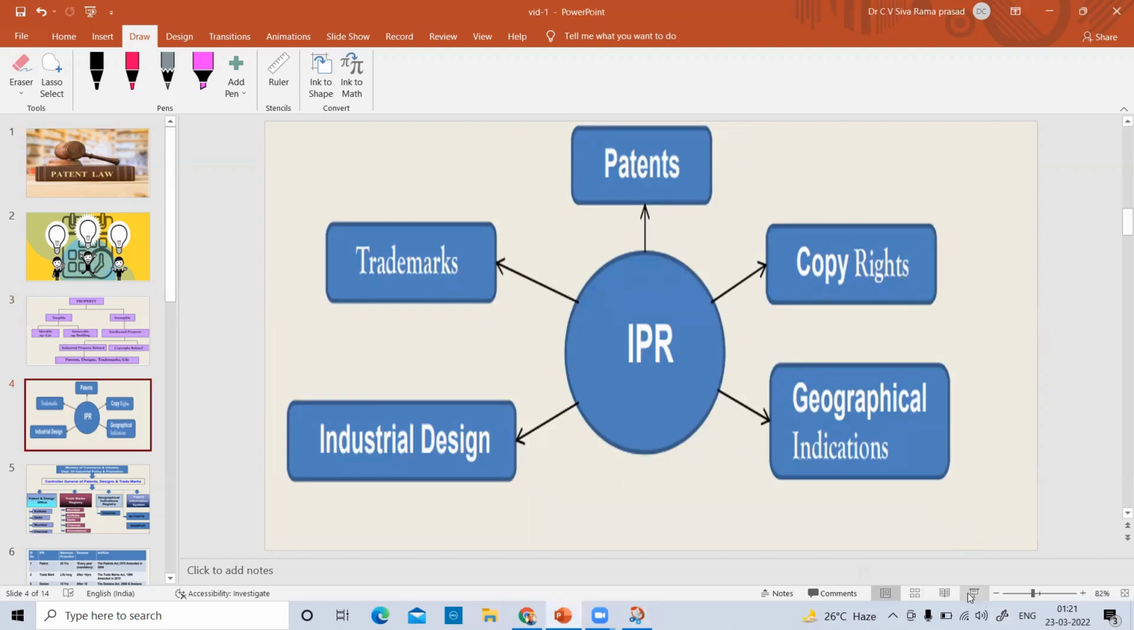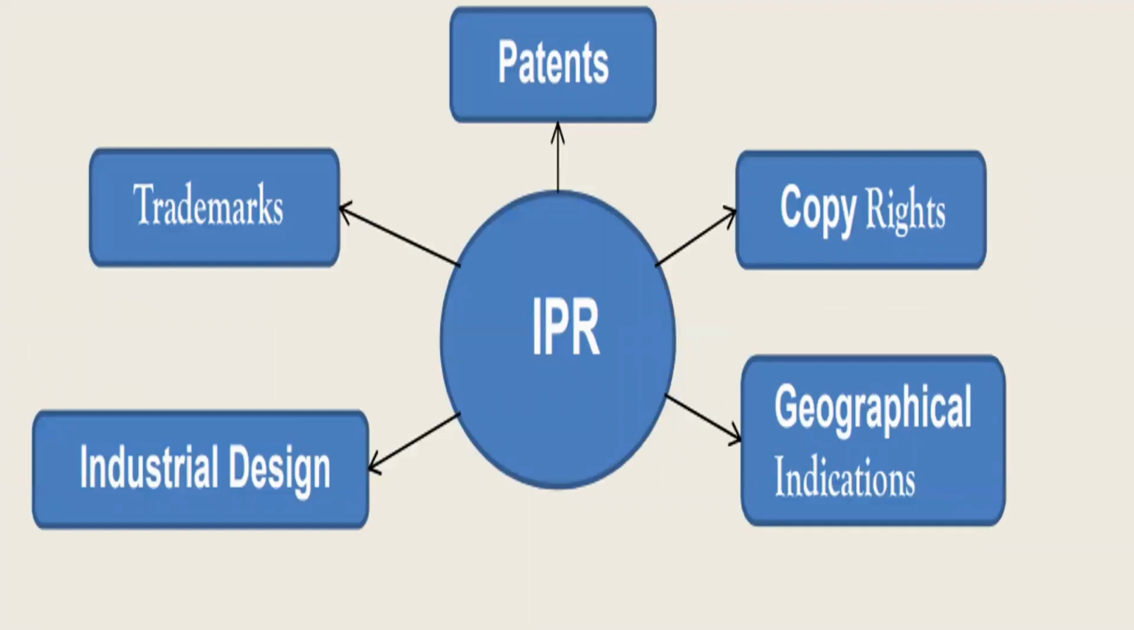If you look here, in IPR, we have different types. IPR means intellectual property rights, and in this IPR we have patents, copyrights, geographical indications, trademarks and industrial designs. So intellectual property rights does not comprise only patents. All five things, patents, copyrights, GIs, trademarks, as well as industrial designs, come under intellectual property rights.